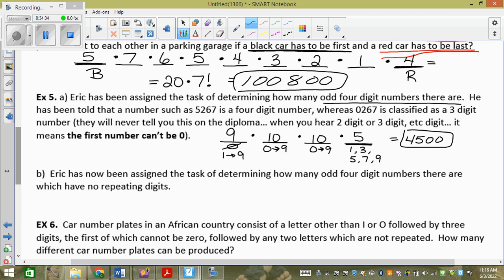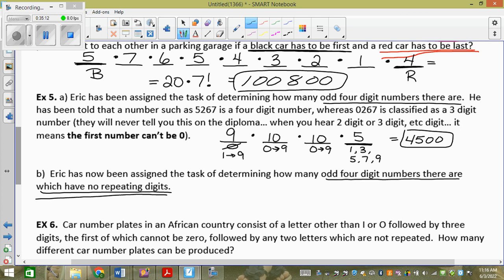All right. B is very similar to C, except it has a little twist. Eric has been assigned the task of determining how many odd 4-digit numbers there are. Sounds very similar to the previous question. But which have no repeating digits. Okay, remember how I told you if you pay attention, this will be a really easy unit, and if you don't, you'll be lost? Here's another time. You need to pay attention. If you do this every single time there are no repeating digits, you will get every question right. If you choose not to go this route, I will pray for you and hope you get it right. That's what I will do for you.